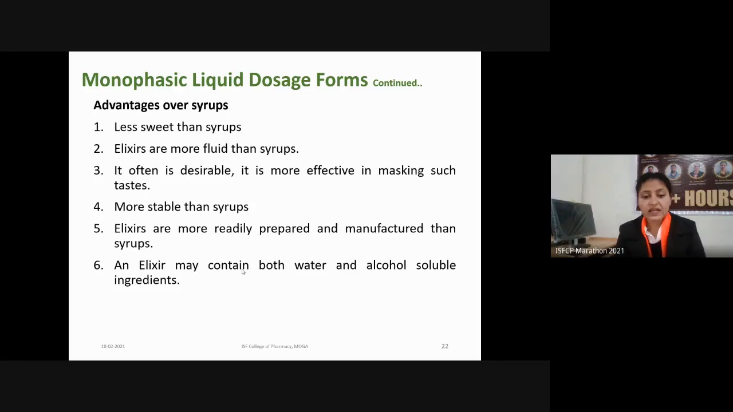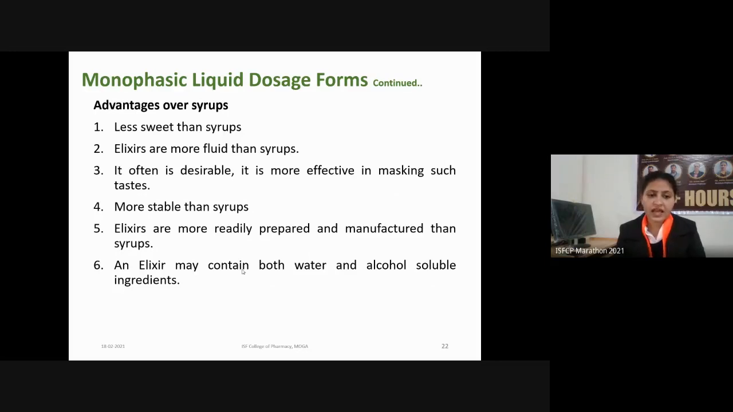Elixirs are more readily prepared and manufactured than syrups. It is very easy to prepare an elixir, and it is very easy to manufacture an elixir compared to a syrup.